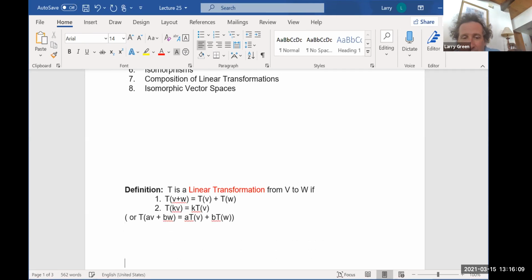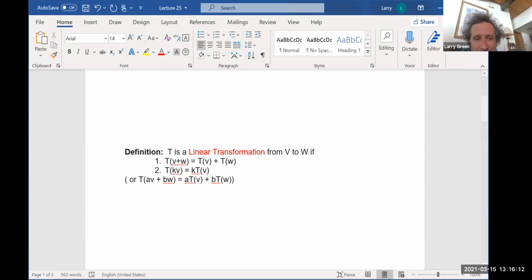Okay, so hopefully you all remember. If not, you need to remember for the final exam this definition that we've already had. This is no different than the definition of linear transformation that we had a month or so back. But let me reread it. It's literally a copy and paste from what we did before. T is a linear transformation from a vector space V to a vector space W if T of V plus W equals T of V plus T of W, and T of KV equals K T of V. Do you remember that? I'm hoping this looks more than familiar.